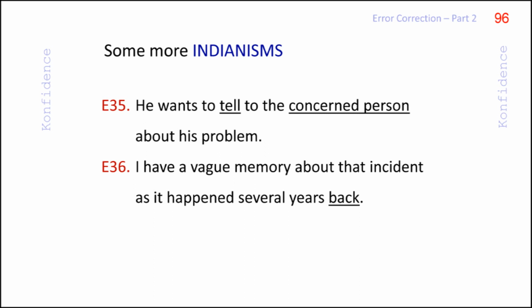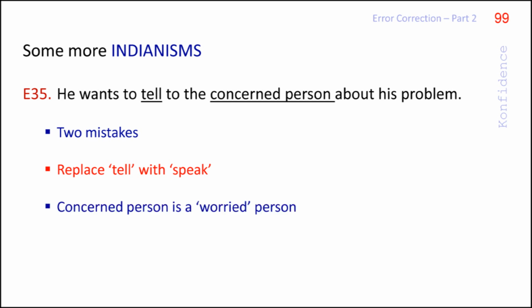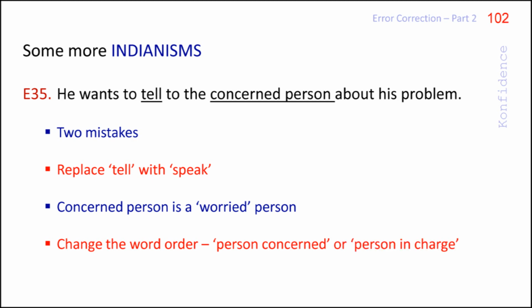Let us discuss some more Indianisms. There are two mistakes in the first example. First, you can't use tell in this situation. You must use speak. Concerned person is a worried person. To get the right meaning, we should change the word order, that is, person concerned, or we can say the person in charge.